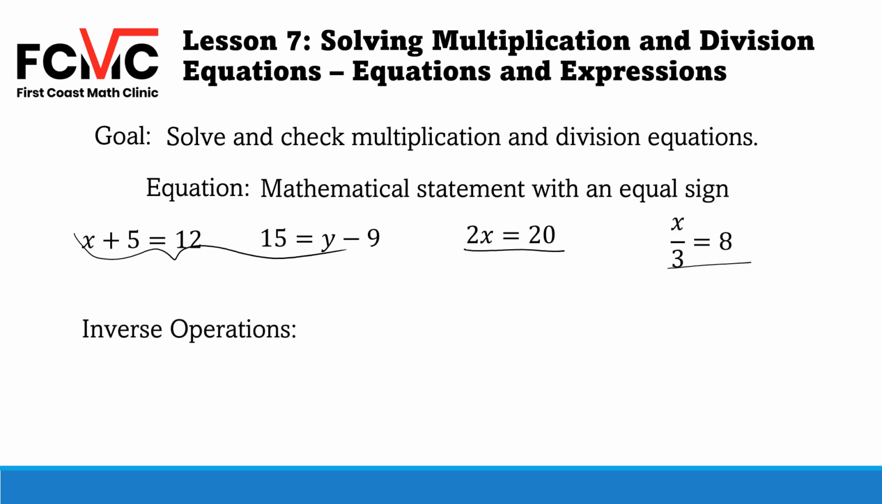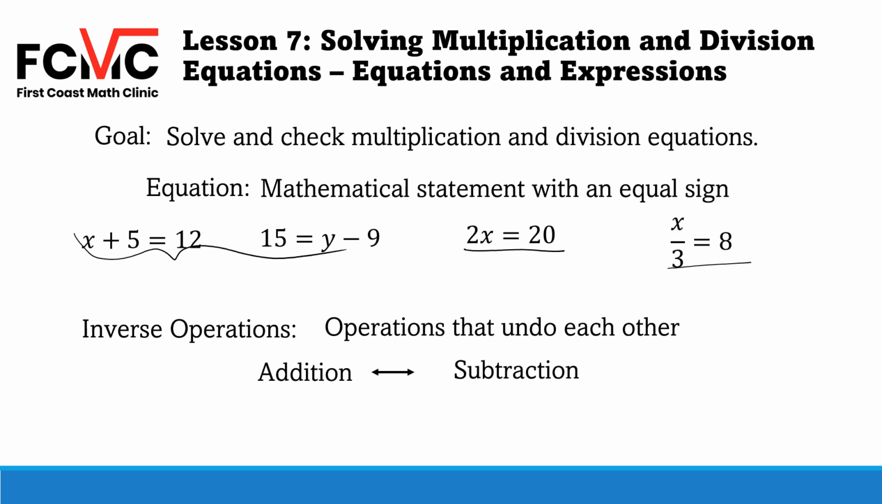Now to solve any type of equation, we have to use what's called inverse operations. Inverse operations are operations that undo each other. So examples of inverse operations are going to be addition and subtraction. So addition undoes subtraction, subtraction undoes addition, and multiplication and division. Multiplication and division are inverse operations. They're two operations that undo each other. All right, let's get into some multiplication and division equations.